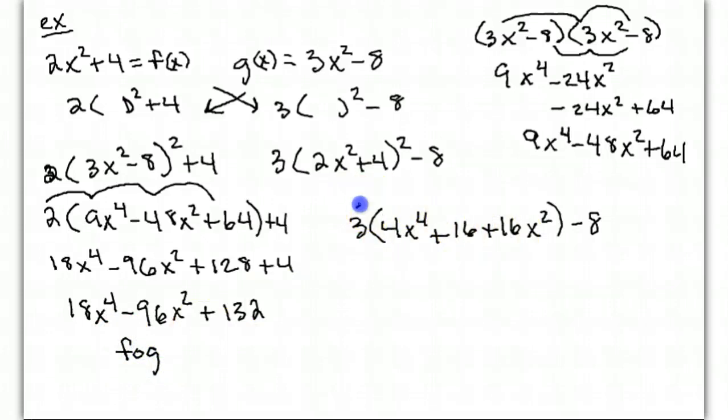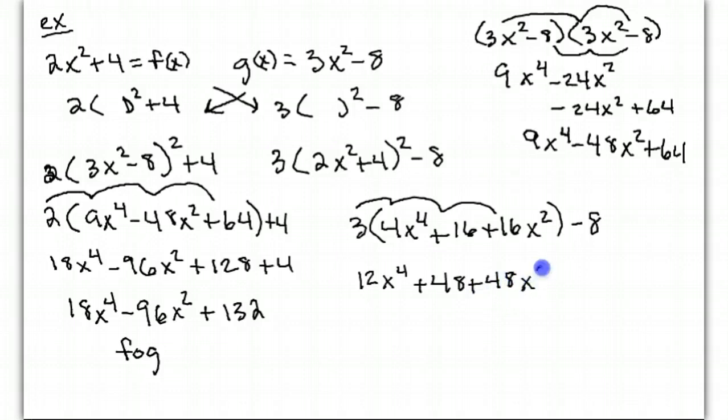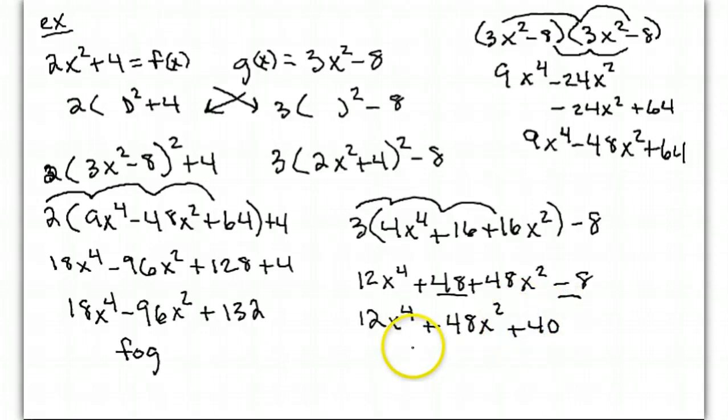This one, when you bunny hop the 3 through, you're going to have a 12x to the 4th plus 48 plus 48x squared. And then you bring down a minus 8. Since the x to the 4th and the x squared are terms that you don't have any other terms for, you just bring them down. So you got 12x to the 4th plus 48x squared, and then you have 48 and minus 8, which are like terms. So that gives you a positive 40, and this will be GOF.